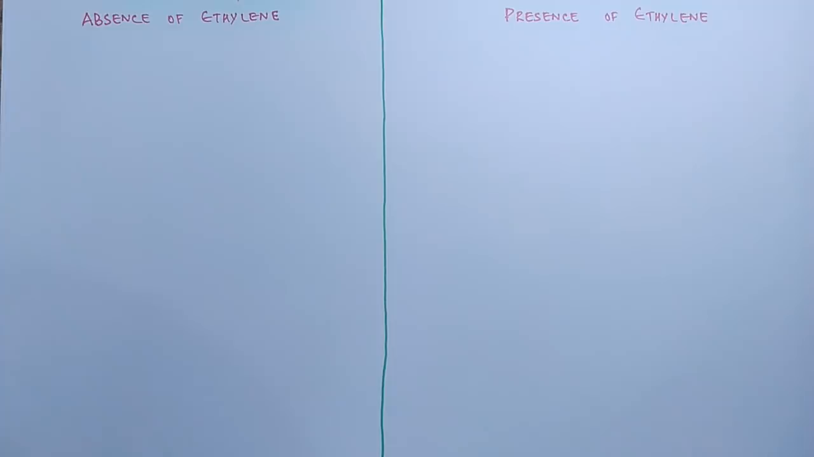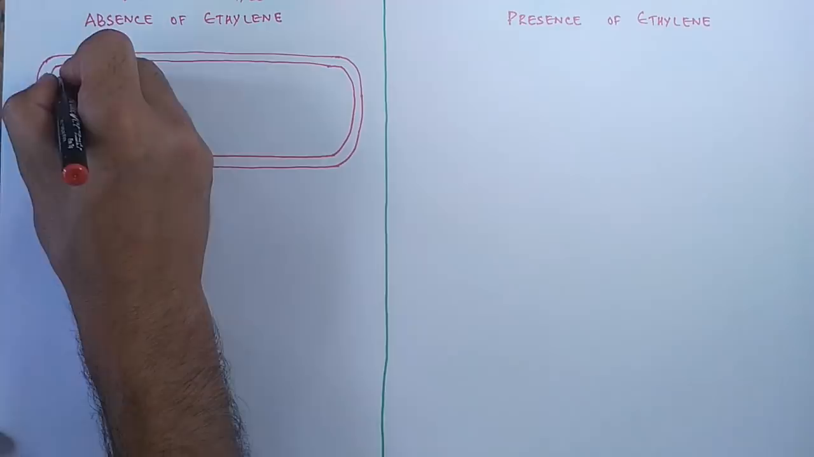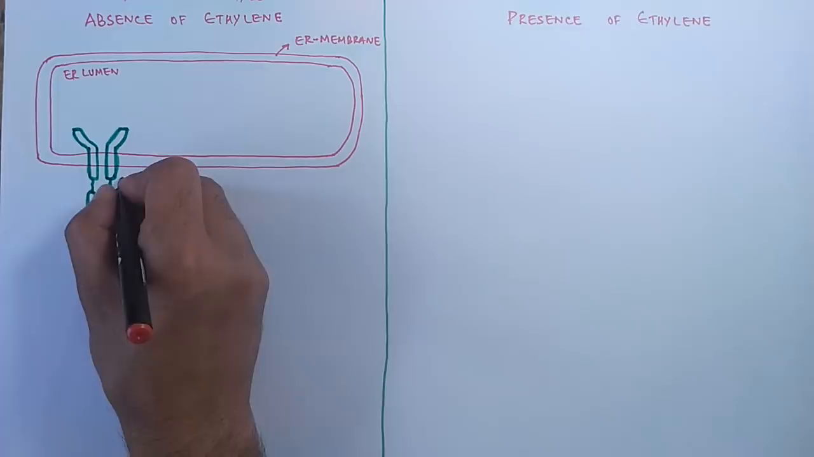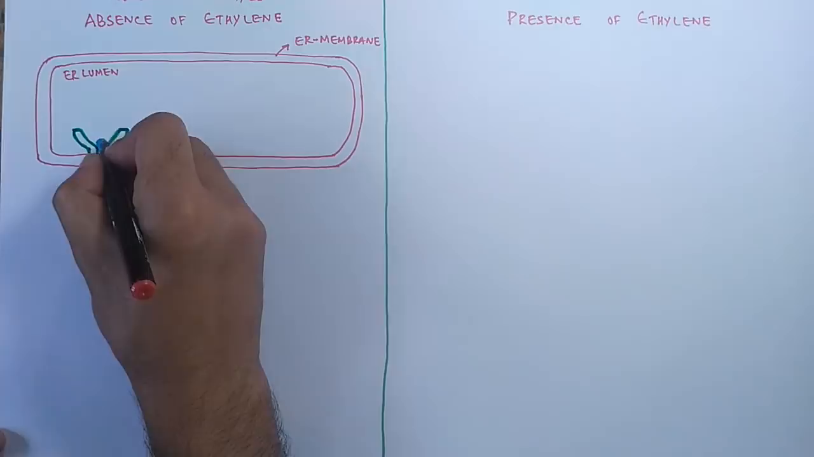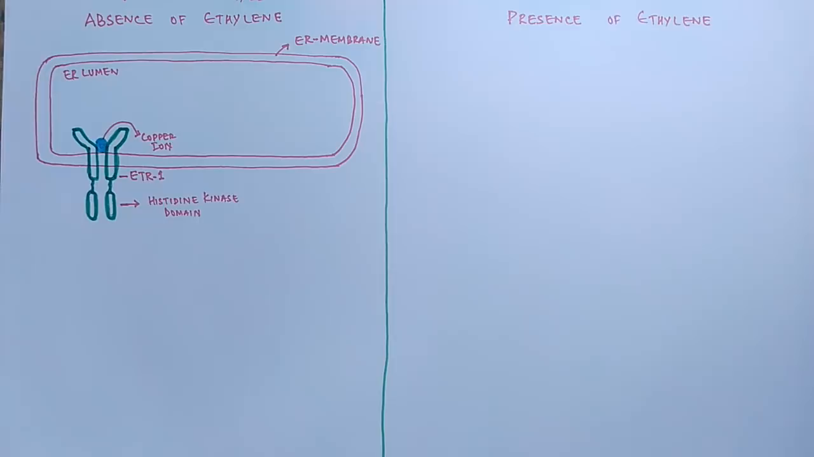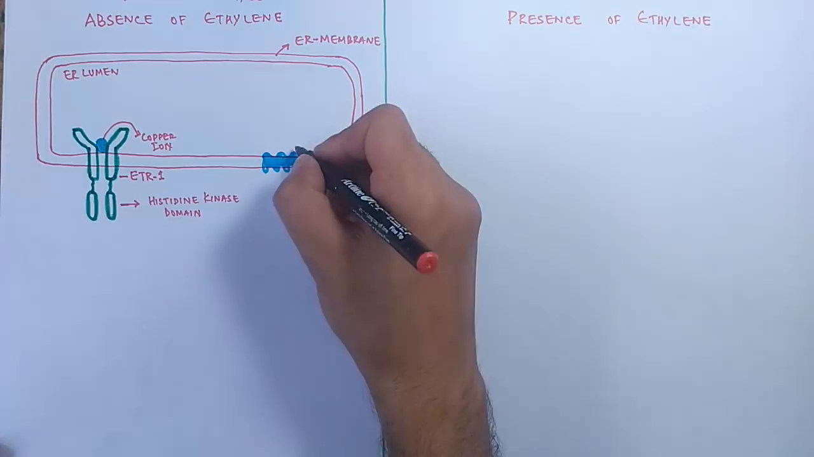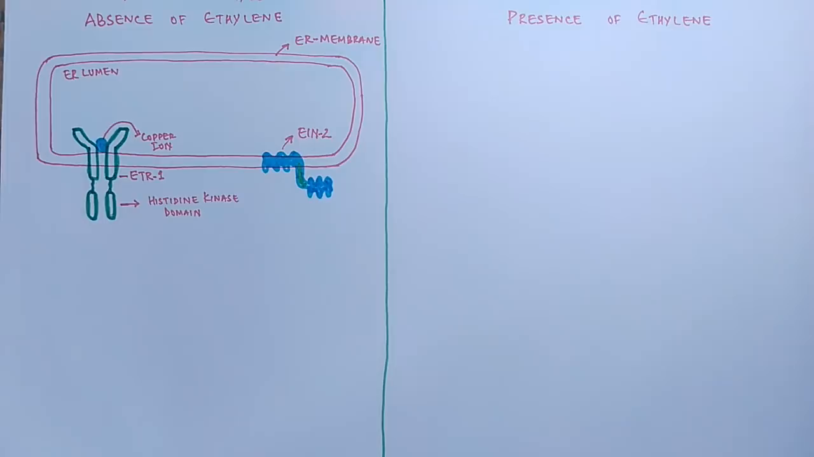Now looking at this diagram, we see we have the endoplasmic reticulum, and on the membrane of the endoplasmic reticulum we have the ETR1 receptor. And to this ETR receptor, the copper ion is bound, which acts as a cofactor to make this ETR functional. And also on the ER membrane, we have another downstream molecule in the form of EIN2. It has two parts. One part is embedded in the membrane, while the other part is hanging towards the cytoplasmic end.